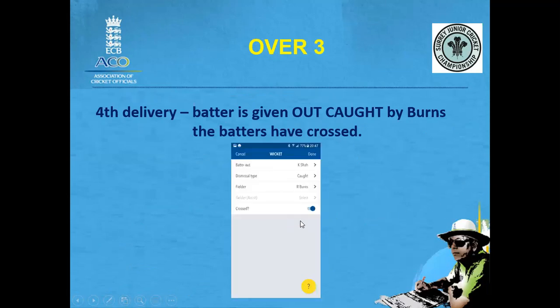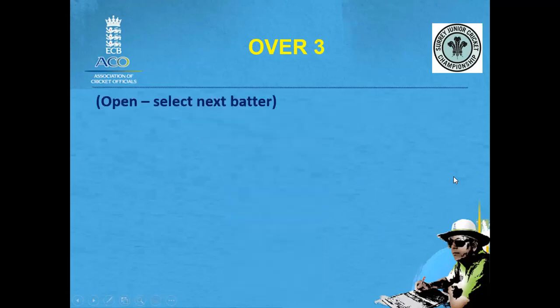So once we've hit the wicket button, the screen comes up, we change the dismissal type to caught, credit the fielder, Burns, and we put in crossed. And the reason we put in crossed is because the batters will now be at the opposite ends to which you might otherwise assume. If you've got an open match, you need to pick a next batter and you can pick whoever you choose.